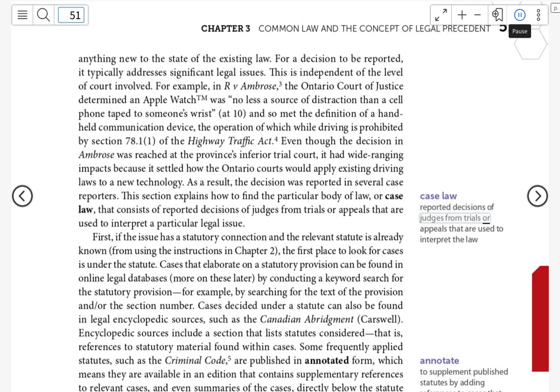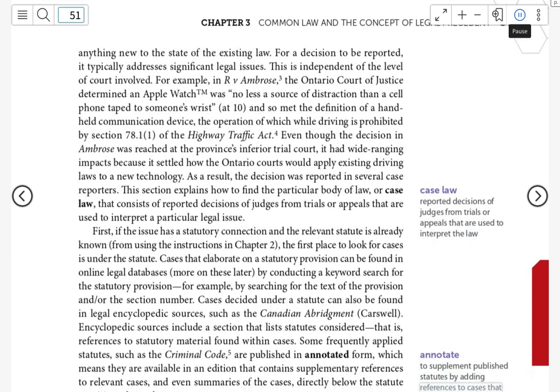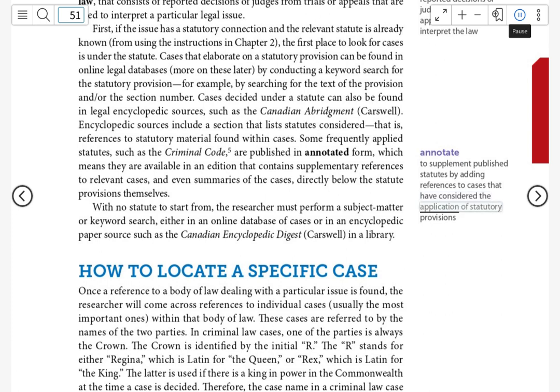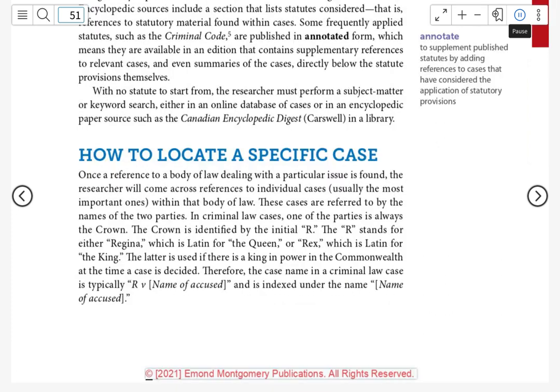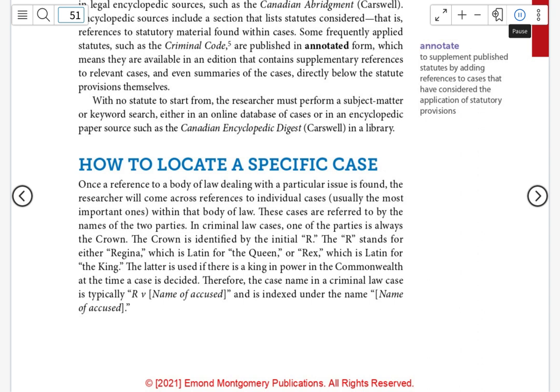Reported decisions of judges from trials or appeals that are used to interpret the law. Annotate: to supplement published statutes by adding references to cases that have considered the application of statutory provisions.